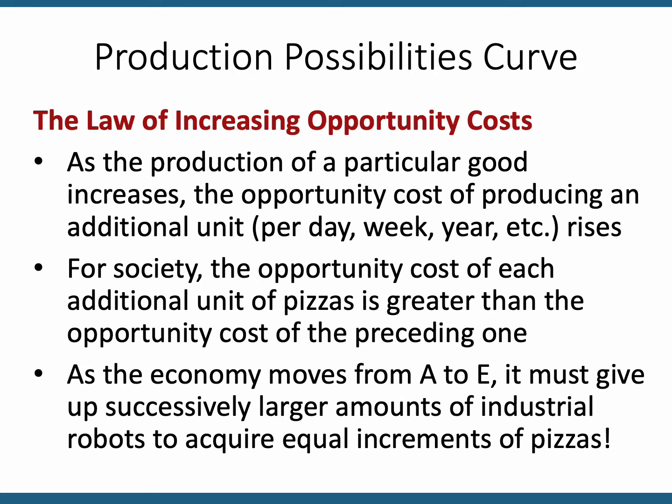For society, now we were looking at a plant, a company that has a plant that produces these two kinds of products, but this applies to an economy too. For society or for the economy, the opportunity cost of each additional unit of pizza is greater than the opportunity cost of the preceding one. As the economy moves from point A to point E, it must give up successively larger amounts of industrial robots to acquire equal increments of pizza.